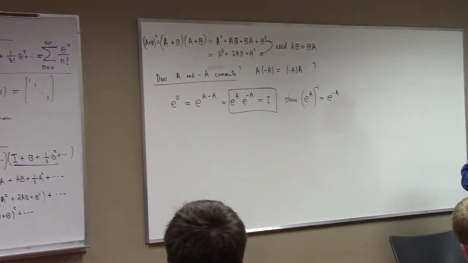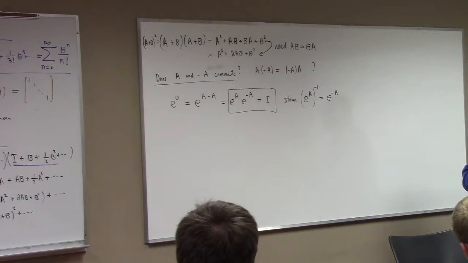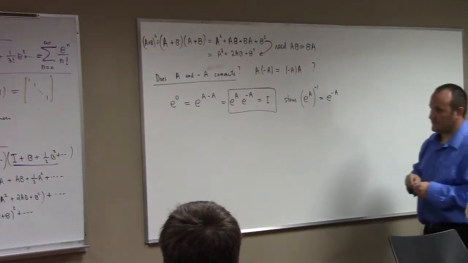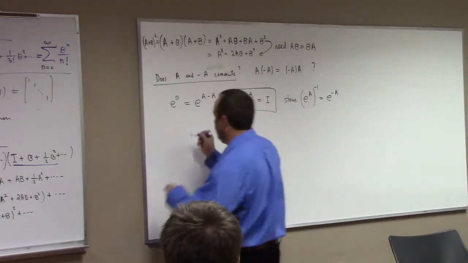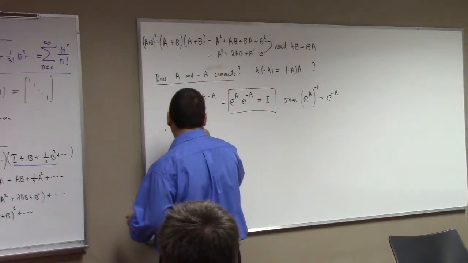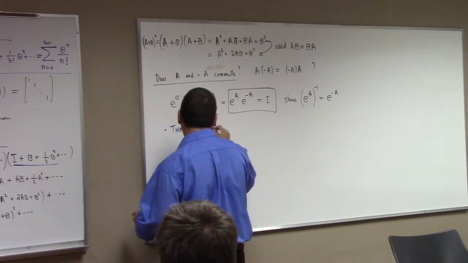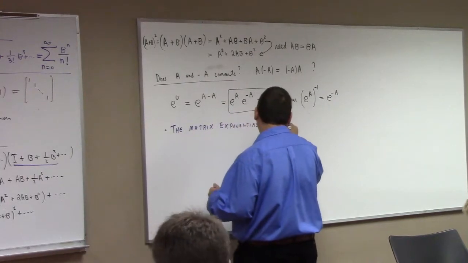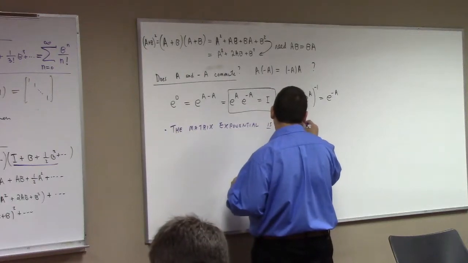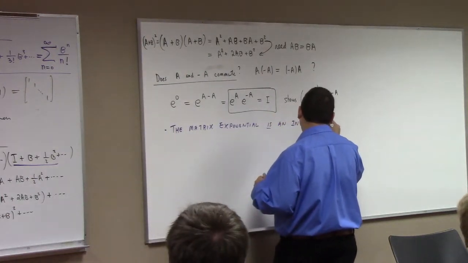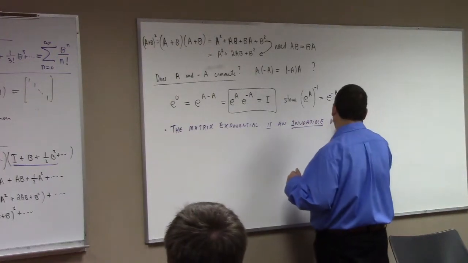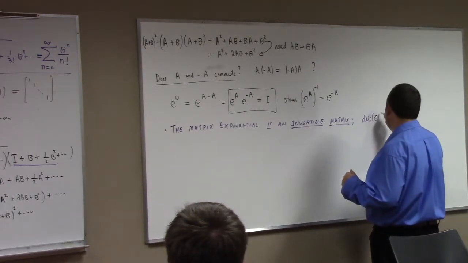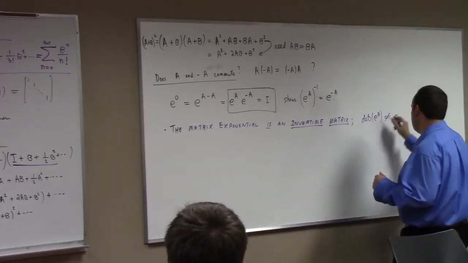In other words, what we've shown is that the matrix exponential for any matrix is invertible. The matrix exponential is an invertible matrix. In other words, if we were to calculate the determinant of e to the B, we would get that it's not equal to 0.